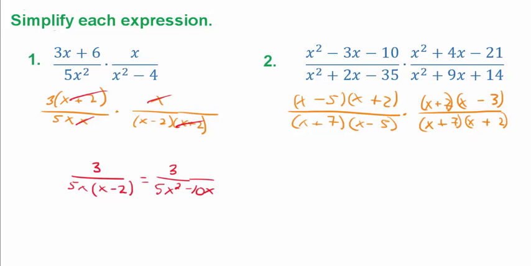All right, so from here, let's go ahead and cancel out any common factors. I see an x plus 2 in both my numerator and denominator. I see an x plus 7 in my numerator and denominator. And I see an x minus 5 in my numerator and denominator. So my final answer is in the numerator x minus 3 and in the denominator x plus 7.